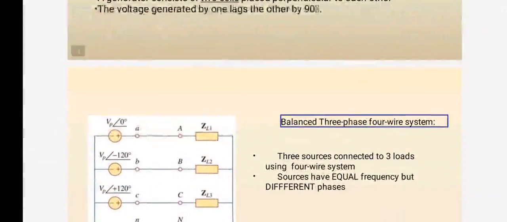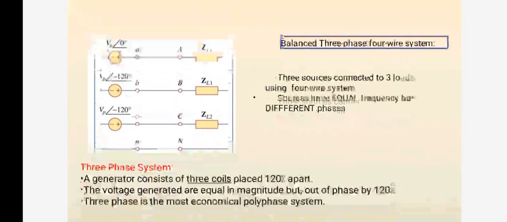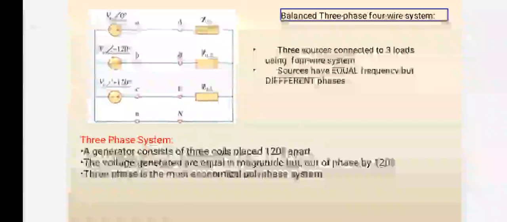Then you can go for the three phase four-wire system. Three sources are connected with the four-wire system. Sources have equal frequency but different phases. You can see here the first phase angle is 0, another phase is minus 120 degrees, another phase is plus 120 degrees, but the magnitude of voltage is the same. That is what is called the three phase system. The three phase system is a generator consisting of three coils placed 120 degrees apart. The voltages generated are equal in magnitude but out of phase by 120 degrees each. Three phase is the most economical polyphase system.